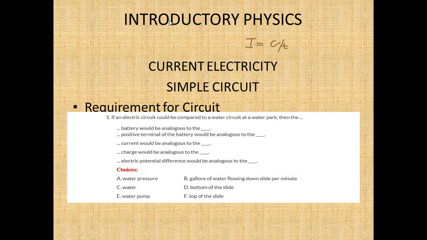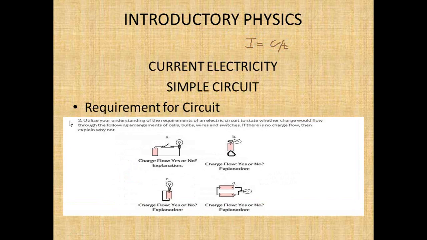Okay? All right, so let's look at question 2. Utilize your understanding of the requirements for an electric circuit to state whether charge would flow through the following arrangements of cells, bulbs, wire, and switches. If there is no charge flow, then explain why.